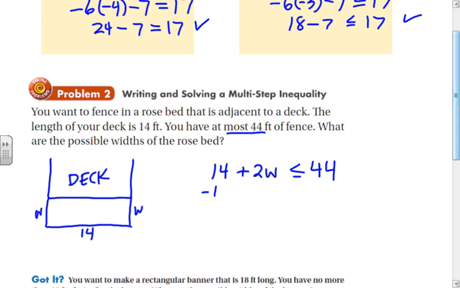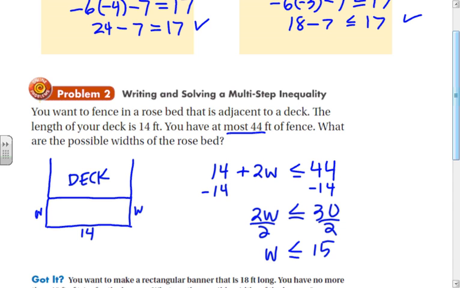And then to solve it, we'll just subtract 14 from both sides. And subtracting does not change the inequality symbol. And we're going to divide by 2. Dividing by a positive number doesn't change the inequality symbol either. So we find out that we can use any width up to 15 feet. All right, go ahead, you try the next problem. And you can check back for your answers, see if you're doing it right.